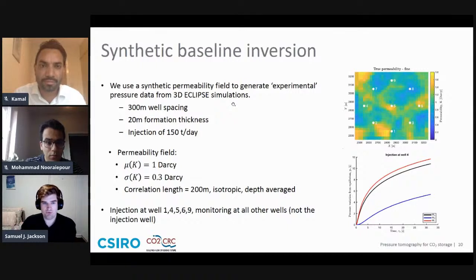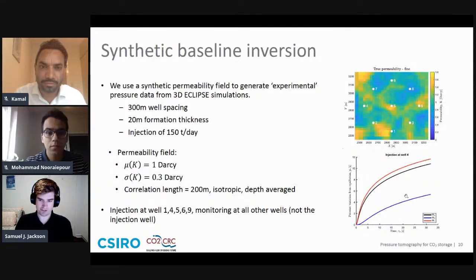So we're not actually using our inversion model to generate the data here. We're not doing a full inversion crime, as it were. We're using a different modeling tool. And we're going to inject 150 tons of water at well 1, then at well 4, well 5, well 6, and well 9. And we're going to monitor the pressure at all of these wells. And that gives us these typical pressure response curves that you see.